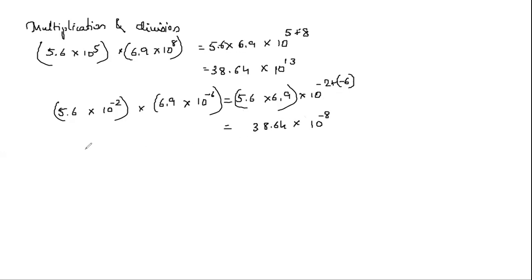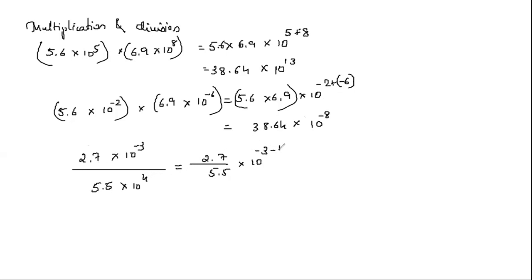Yes. Division. 2.7 into 10 raised to minus 3 I have, divided by 5.5 into 10 raised to 4. Okay. So what I will do, I will divide 2.7 by 5.5 into 10 raised to minus 3. The 4 is going to the numerator, it becomes minus 4. So minus 3 minus 4 becomes minus 7, and the value of this is 0.4909 into 10 raised to minus 7.